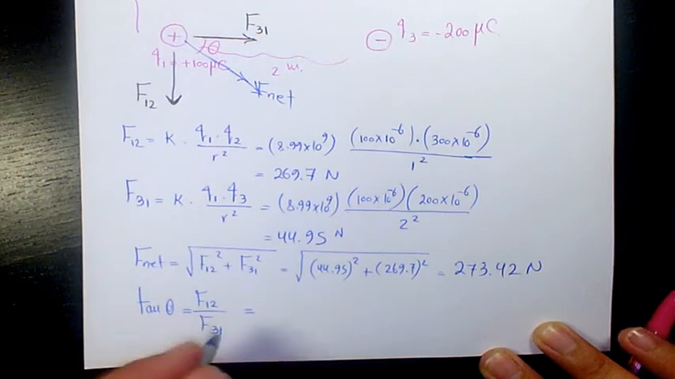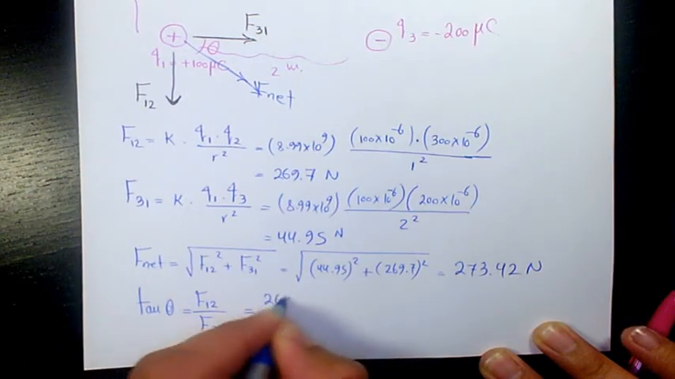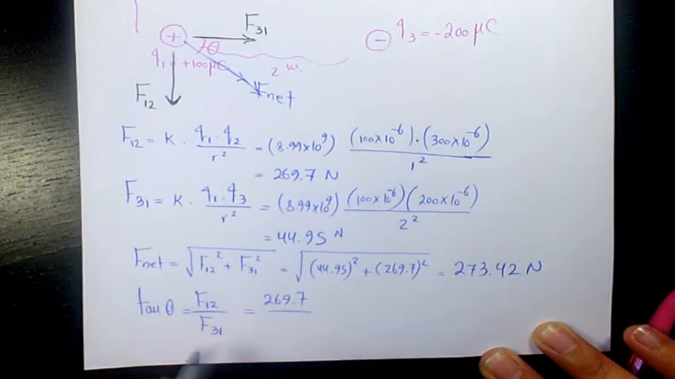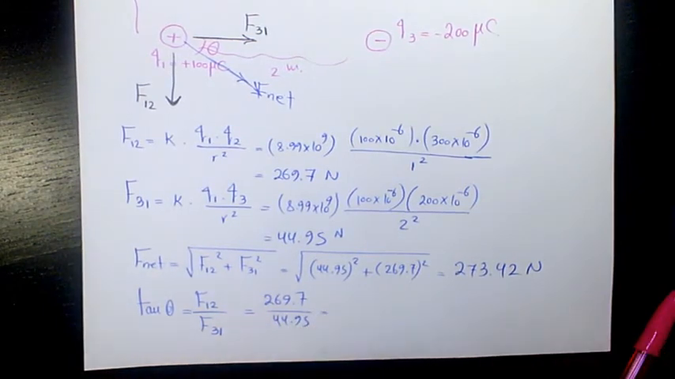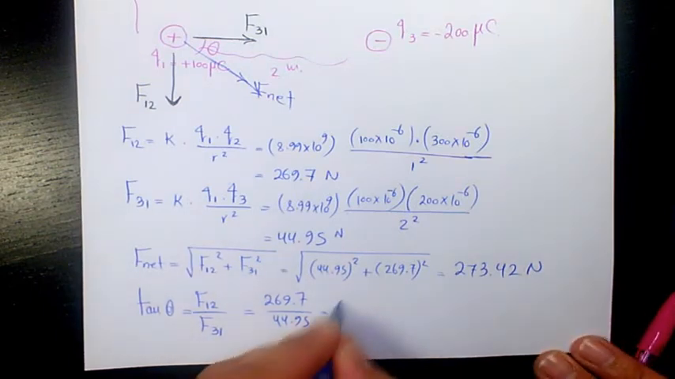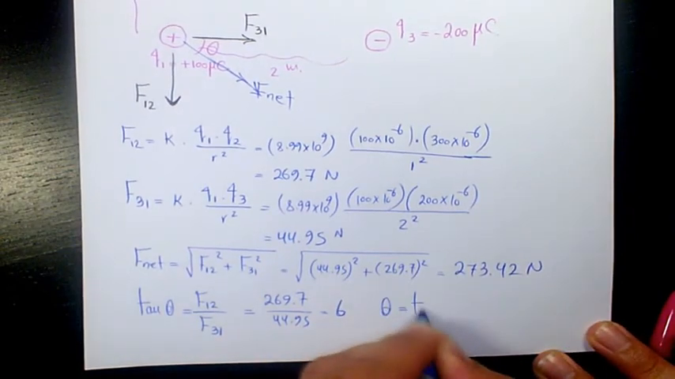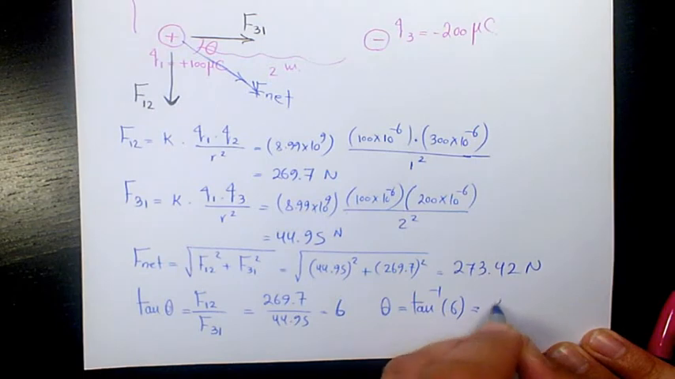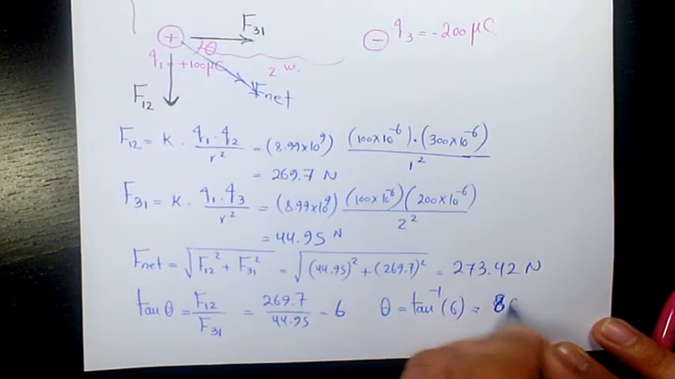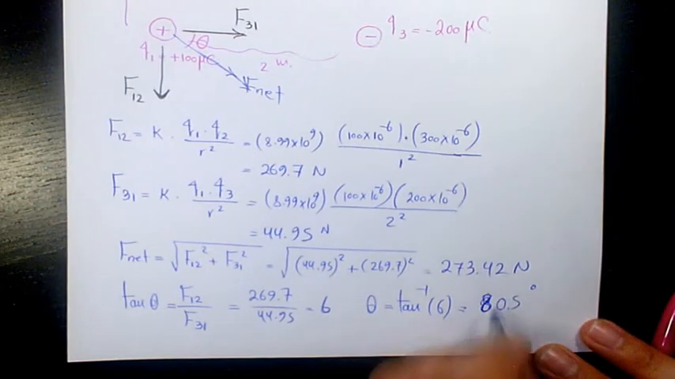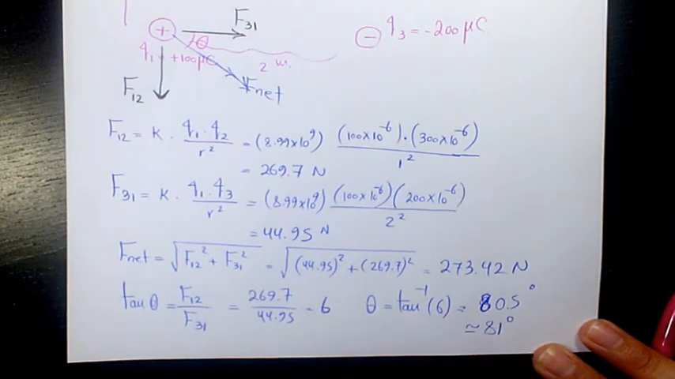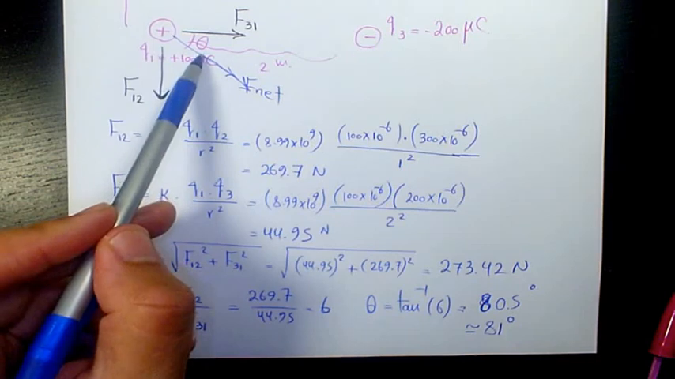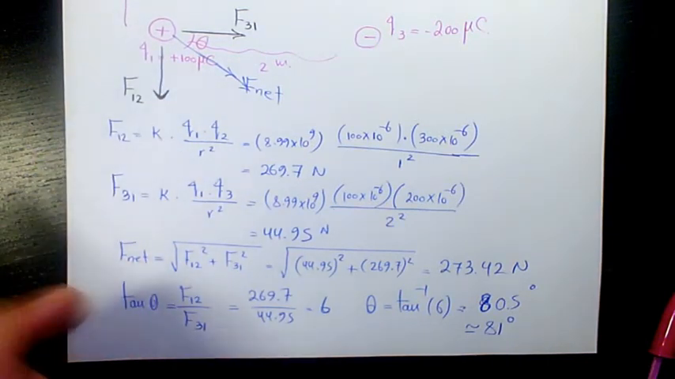So F12 is 269.7, F31 is 44.95. That's going to be 6. So theta will be tan inverse of 6. It's going to give me 80.5 degrees. Let's say 81 degrees if we round it. So this side is going to be 81 degrees. This side is going to be 9 degrees.